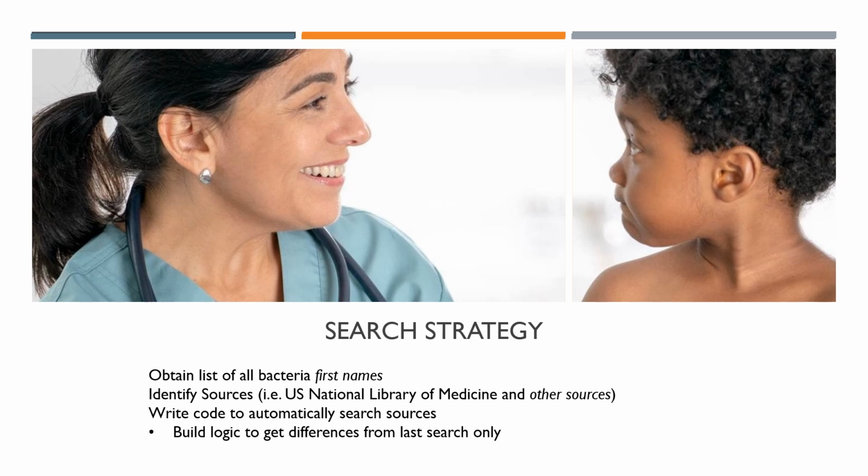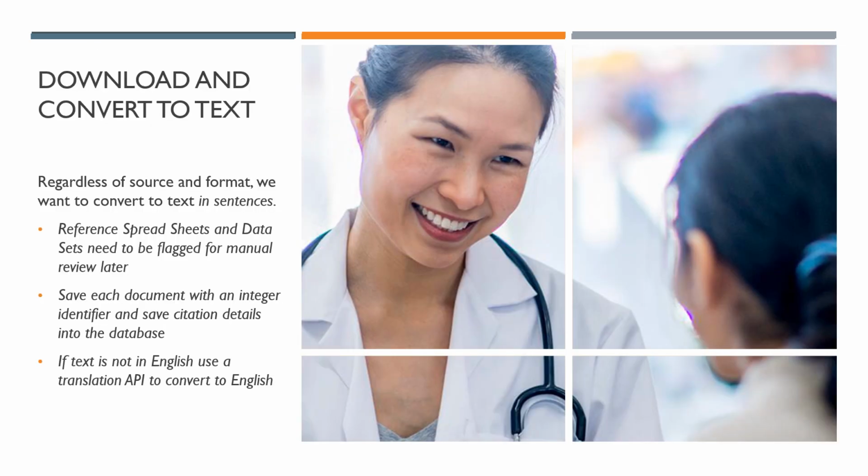So make sure you look at building logic to get differences only from the last search and get that in early, because it will save you having to sort things out, especially if there are ways of putting time frames on. PubMed studies can have dates applied, making use of the publish on PubMed date, but I generally find the PMID is just as good because it is a monotonic increasing sequence number. So let's go on.